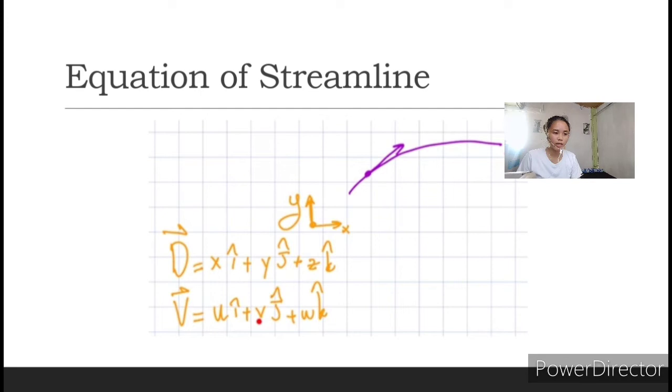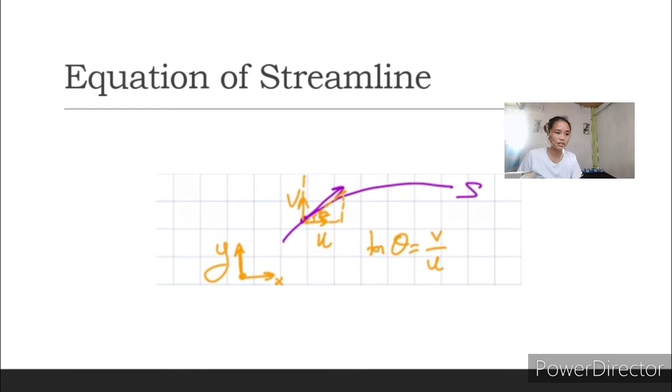And since in this displacement we also have the velocity, if we derive velocity, we have v equals ui plus vj plus wk. Since we have velocity, u serves as the velocity for x, v serves as the velocity for y, and w serves as the velocity for z. For the velocity, we'll find out later after this slide.